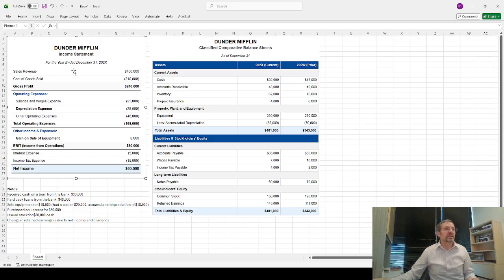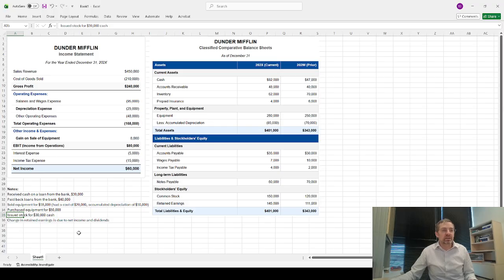And I have the income statement right here, balance sheet over here, and a series of notes. Well, let's go through these notes and then we'll figure out later where these fit in. So we received cash on a loan from the bank, $30,000. We paid back loans to the bank of $40,000. We sold equipment for $18,000 and then purchased new equipment for $50,000. The equipment that we sold had a cost of $20,000 and accumulated depreciation of $10,000.